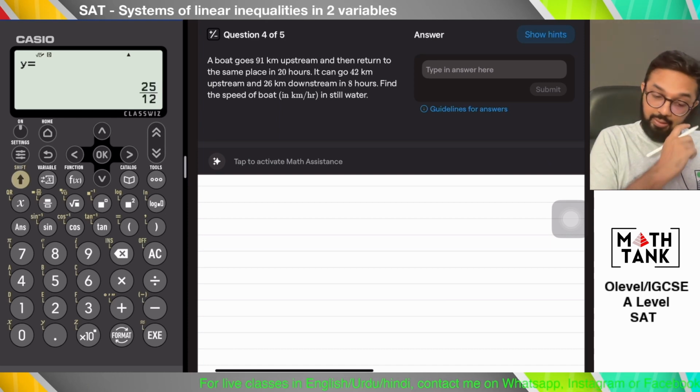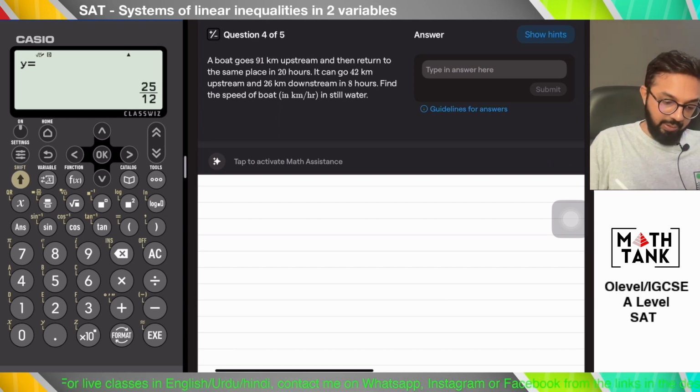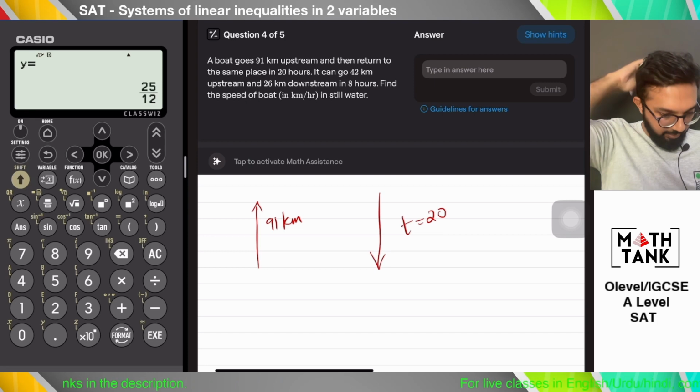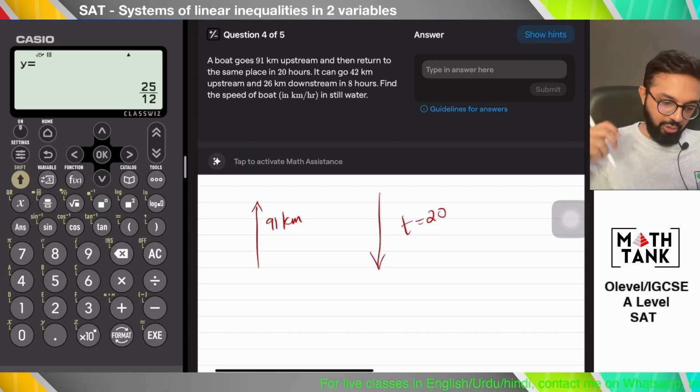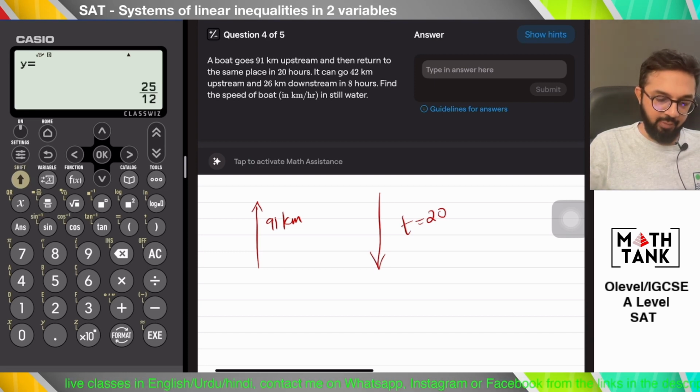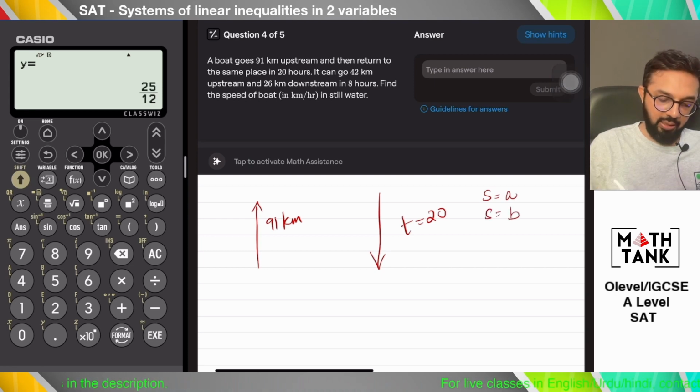Then it says the boat goes 91 kilometers upstream and returns to the same place in 20 hours. Okay, so 91 kilometers and time 20 hours. It can go 42 kilometers upstream and 26 kilometers downstream in 8 hours. Find the speed of the boat in still water. Okay, so there are two speeds now. There's the speed of the boat in still water, and there's the speed of the water itself. So when it is going upstream, the net speed of the boat is A minus B.